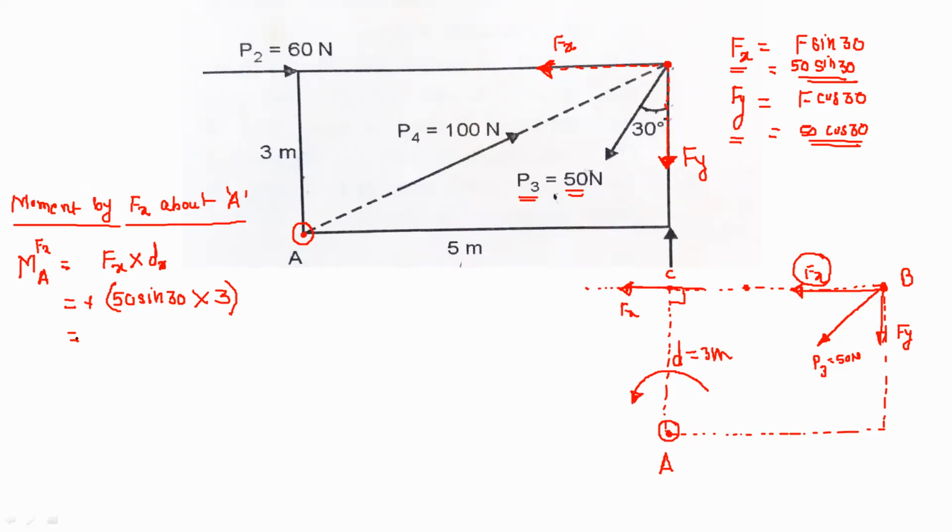So it is 75 Newton meter, and this is anti-clockwise. Therefore, it is positive. Now select the moment by the second component, that is Fy, about the same point.